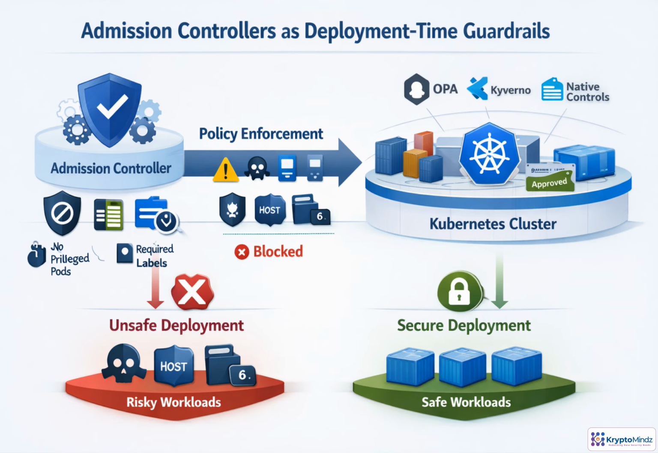Admission controllers are the checkpoint between a deployment request and a running workload. They evaluate the resource before Kubernetes persists it, then allow or reject it based on policy. That means privileged pods, host namespaces, dangerous capabilities, untrusted images, missing labels, or absent resource limits can be stopped early. Tools like OPA Gatekeeper, Kyverno, and native cloud controls turn security requirements into automated deployment time decisions, reducing what can reach runtime.